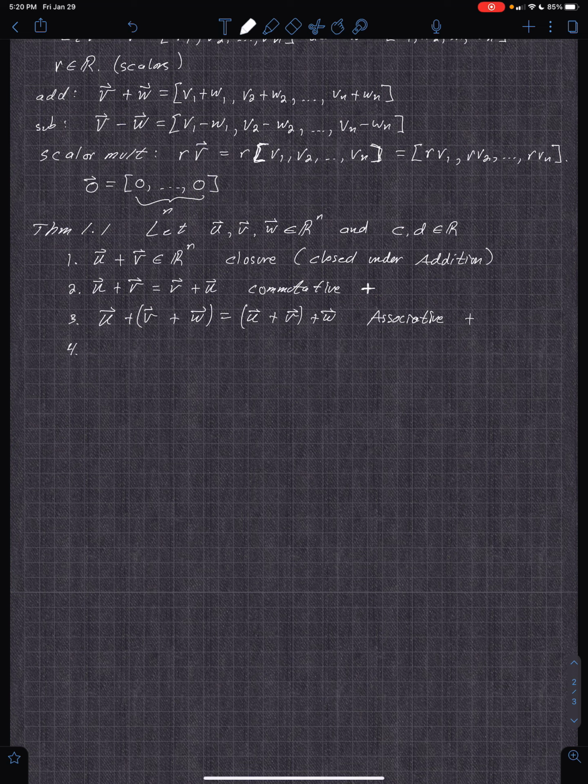Number 4 is that there's a zero vector, so this is basically the additive identity. U plus the zero vector is equal to U. And that's basically additive identity. Can't write tonight. It's Friday night. Still can't write. That's probably why I left it blank in my notes.